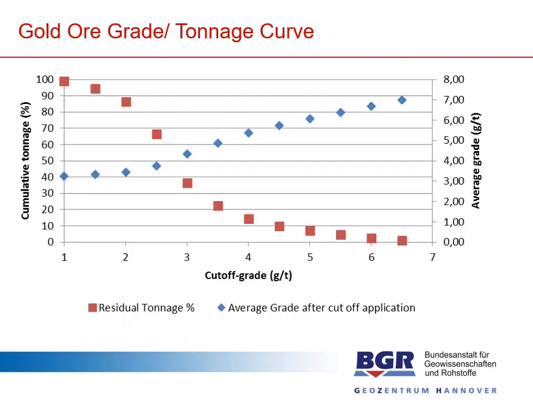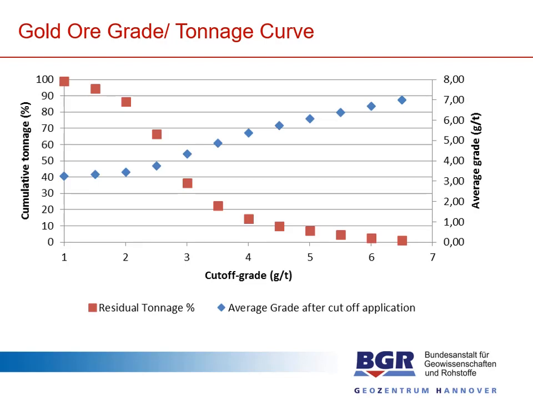The same information from the slide before is translated in this diagram. In red, you can see the cumulative tonnage, which is 100% if you apply a cutoff grade of 1 gram per ton. If you are now increasing the cutoff grade, you will decrease the tonnage, the residual tonnage you have, because more blocks are considered waste.